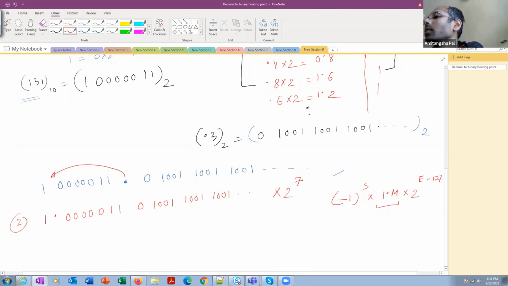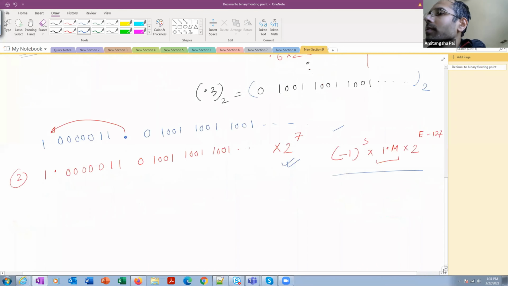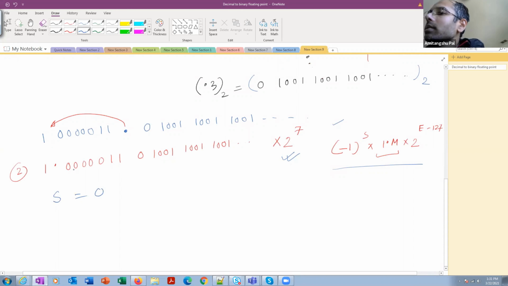Now, if you compare this term with this expression, you will get all the different fields. Here, the sign bit is 0 because it is a positive number. The mantissa part is the fractional part. So the mantissa is going to be 0, 0, 0, 0, 0, 1, 1, and then 0, 1, 0, 0, 1, 1, 0, 0, 1, 1, 0, 0, 1, and so on.